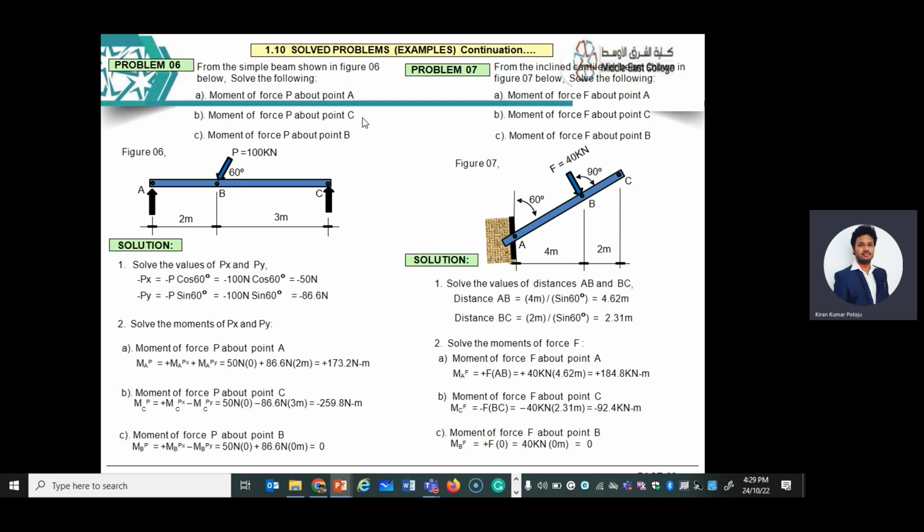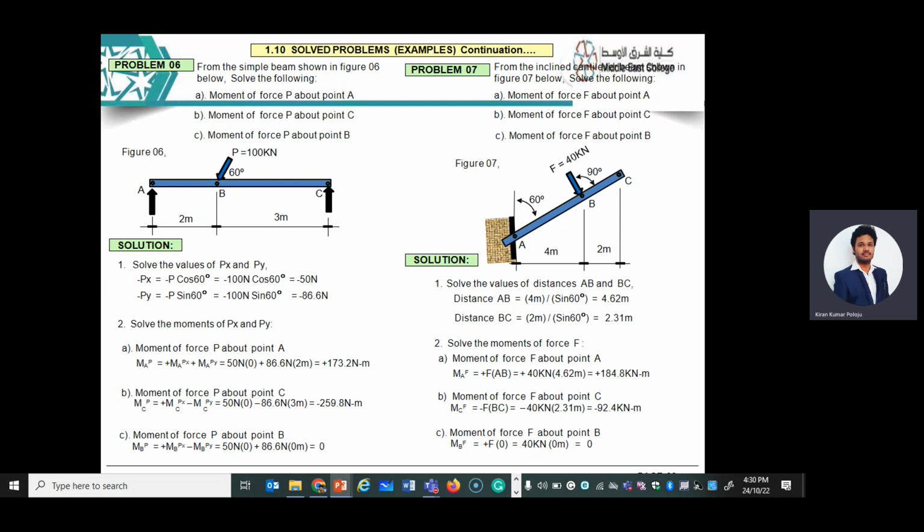Similarly, in continuation to this problem, in the previous problem we discussed how to determine the characteristics or properties of a force. What are the properties of force? Magnitude, direction, and point of application. These are the three properties of a force.